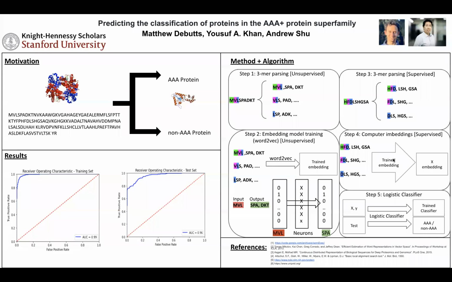Hi, everyone. This is our presentation for machine learning. The title of our project is called Predicting the Classification of Proteins in the AAA plus protein superfamily. And I'm just going to give us a quick background to start off with.